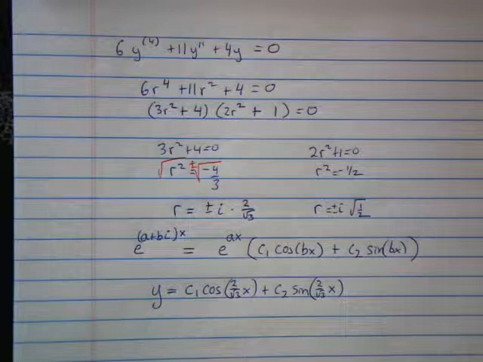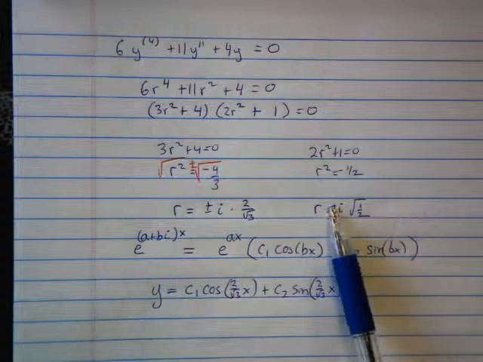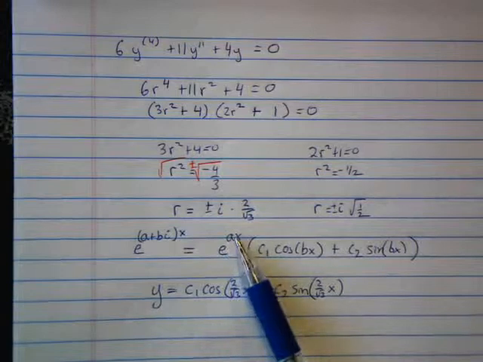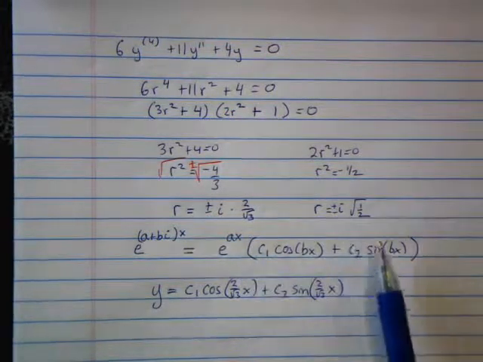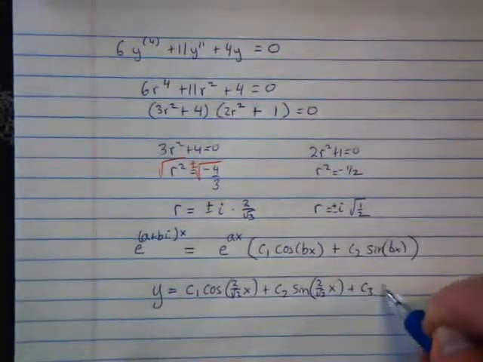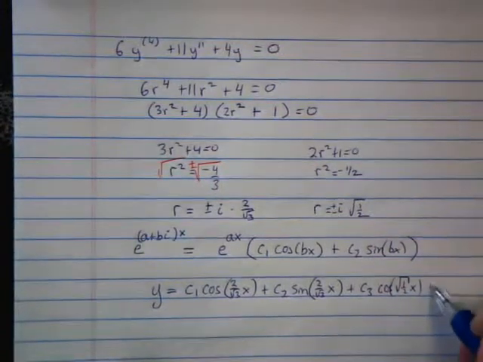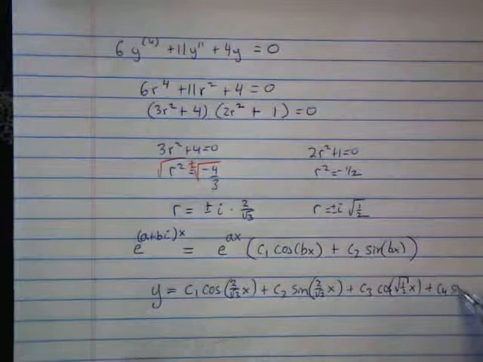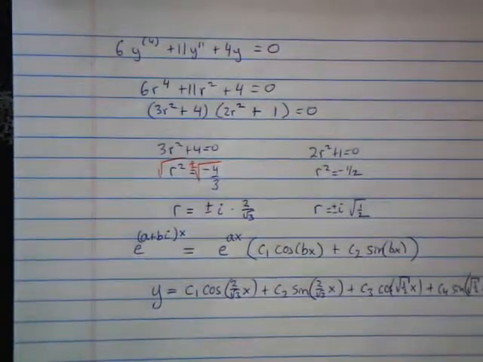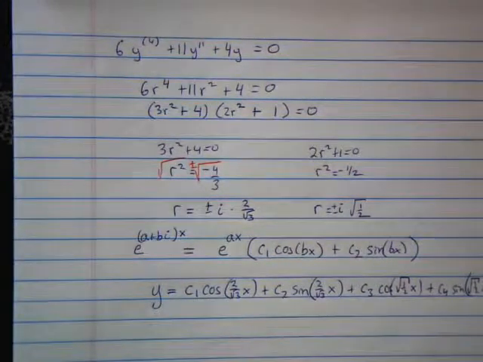How many more do we need? 2 more. But we've got the same thing over here, don't we? What's the real number sitting out front here? It's 0. So again, e to the 0 is just going to be the number 1. Then we're going to have a sine and a cosine with that b number. So plus c3 cosine square root of a half x plus c4 sine square root of a half x. There's our 4 solutions. Questions on that?